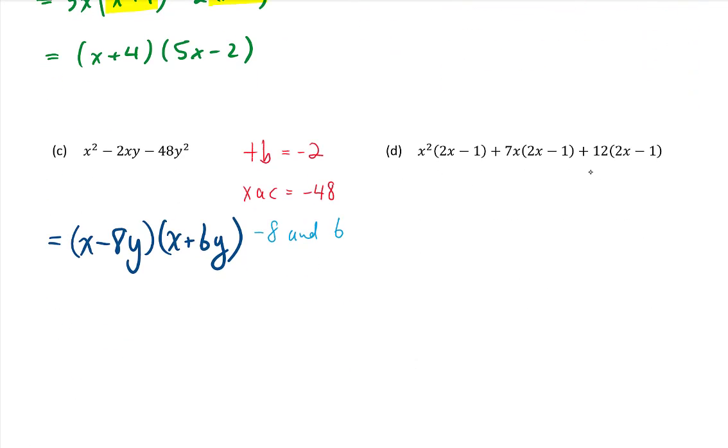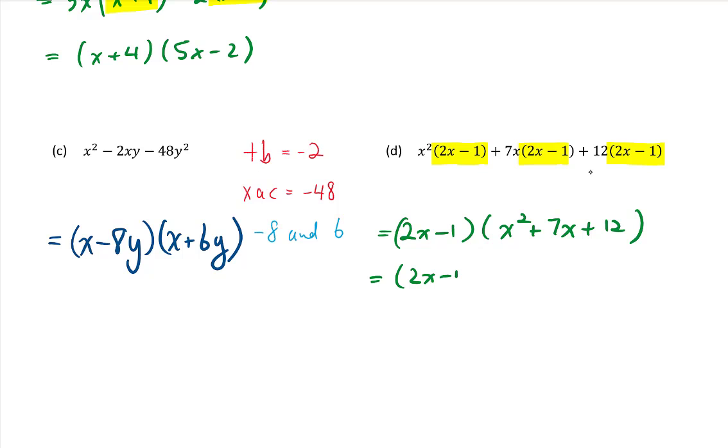And D. This one is one you haven't seen before, but if you look closely, we notice that each of the terms has a 2x minus 1. So if I take out the 2x minus 1, I'm left with an x squared plus 7x plus 12. That's a quadratic, so that can still be factored. So we have 2x minus 1.